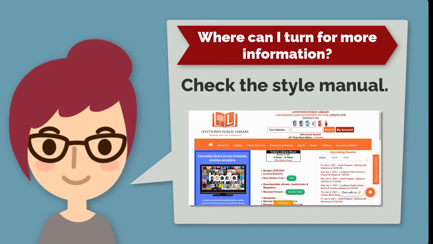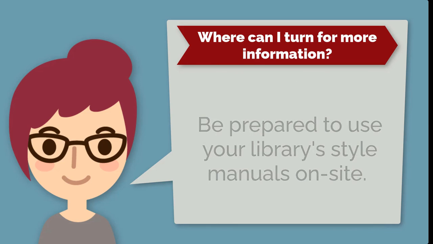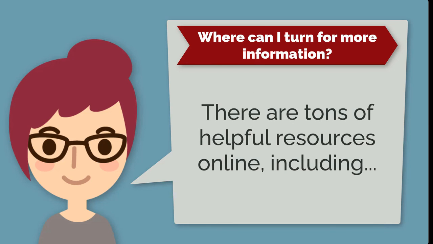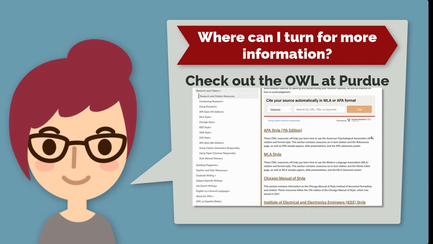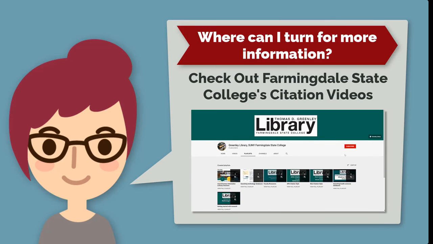Just a heads up though, most libraries classify citation handbooks as reference books, so while you will be able to use them during your visit to the library, you may not be able to check them out for use at home. Second, you'll want to try out these online resources. The OWL at Purdue has a terrific set of guides on APA style, MLA style, and many other styles. Also, I recommend checking out Farmingdale State College's citation videos. My colleague at Greenlee Library has created a fantastic series of videos on the ins and outs of MLA and APA style. I'll provide a link to these resources in the description below.